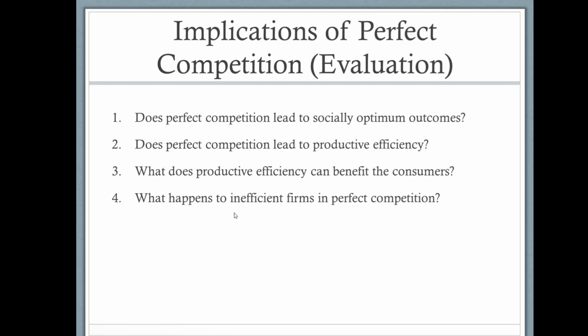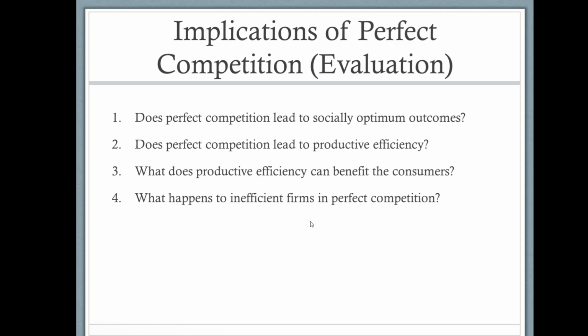And also number four. What happens to inefficient firms in perfect competition? So if some firms are not efficient enough, then they will exit the market. You can see in this market, it's very competitive, very efficient. If you are not efficient enough, then you will go. You do something else, you will invest in something else.